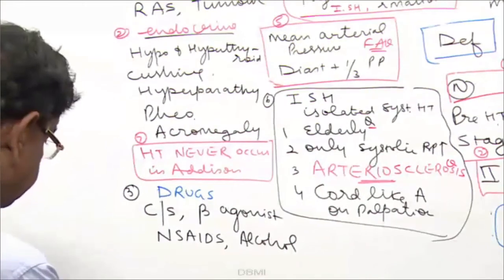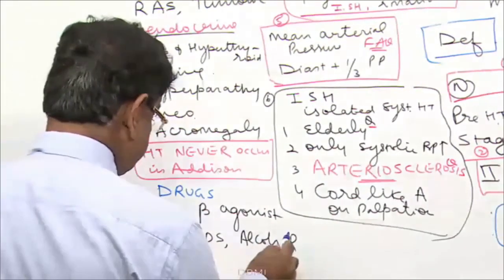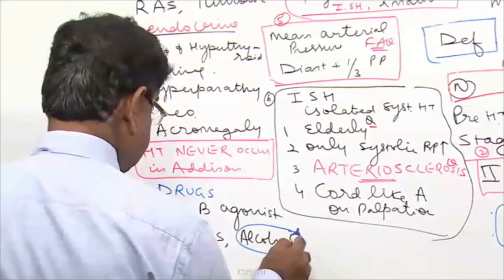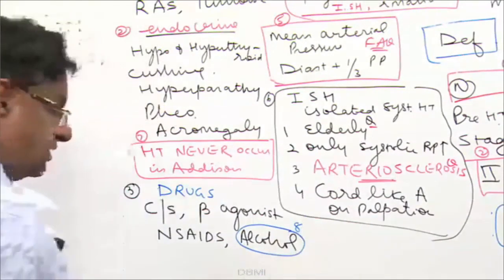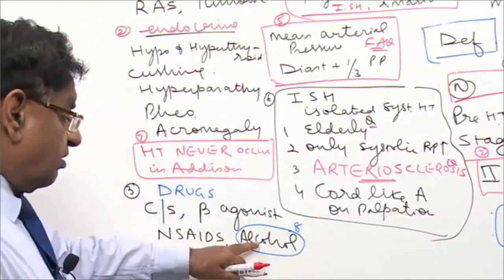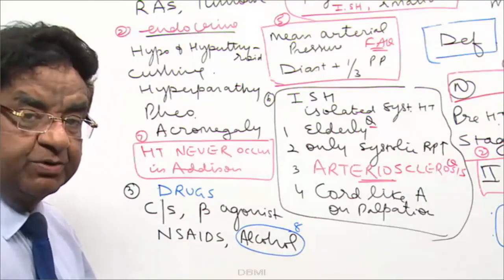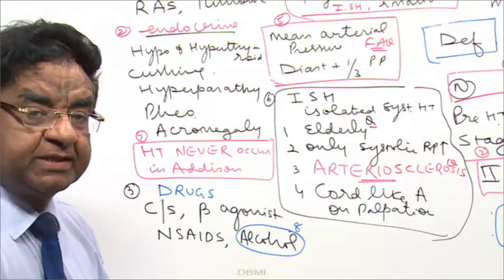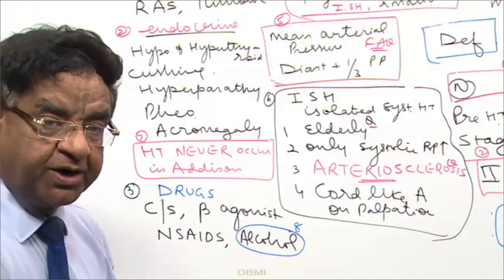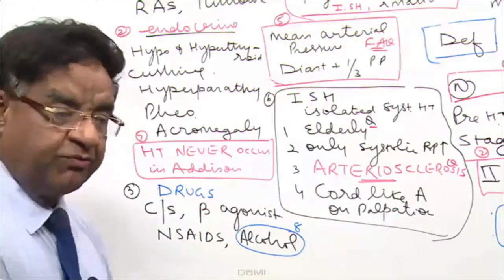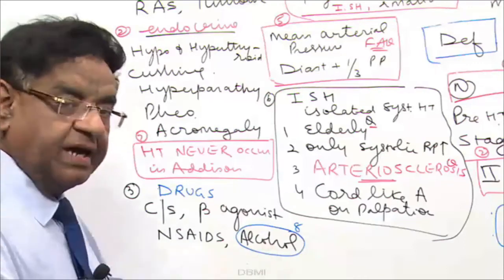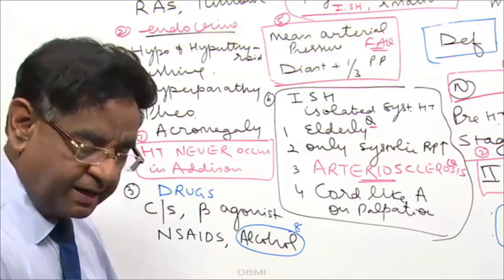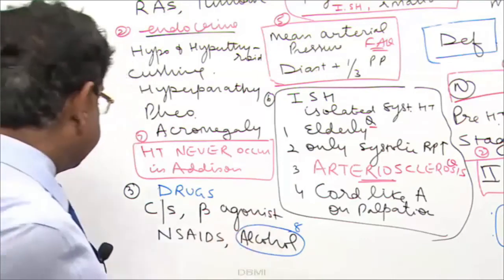Out of these, the most commonly asked question is regarding alcohol. This is circle number 8. This is very important. Chronic alcoholism can lead to hypertension because alcohol has many other effects on the cardiovascular system, which we will talk about later on. For the moment, alcohol is a very important cause of hypertension. This is circle number 8.